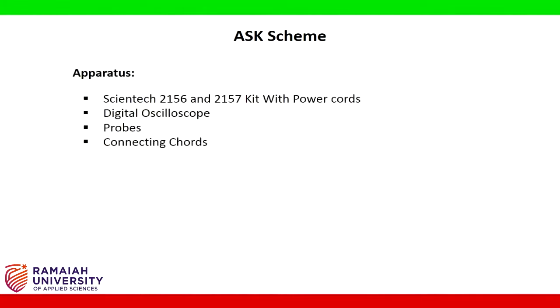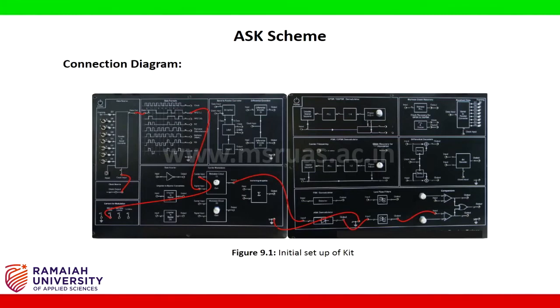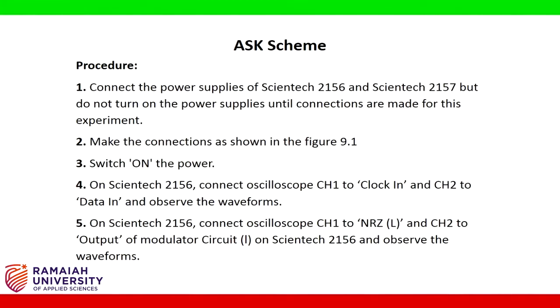The apparatus required are Syntec 2156 and 2157 kit with power cords, digital oscilloscope, probes and connecting cords. The connection diagram is as shown. The procedure is: connect the power supplies of Syntec 2156 and Syntec 2157, but do not turn on the power supplies until connections are made for this experiment. Make the connections as shown in figure 9.1.